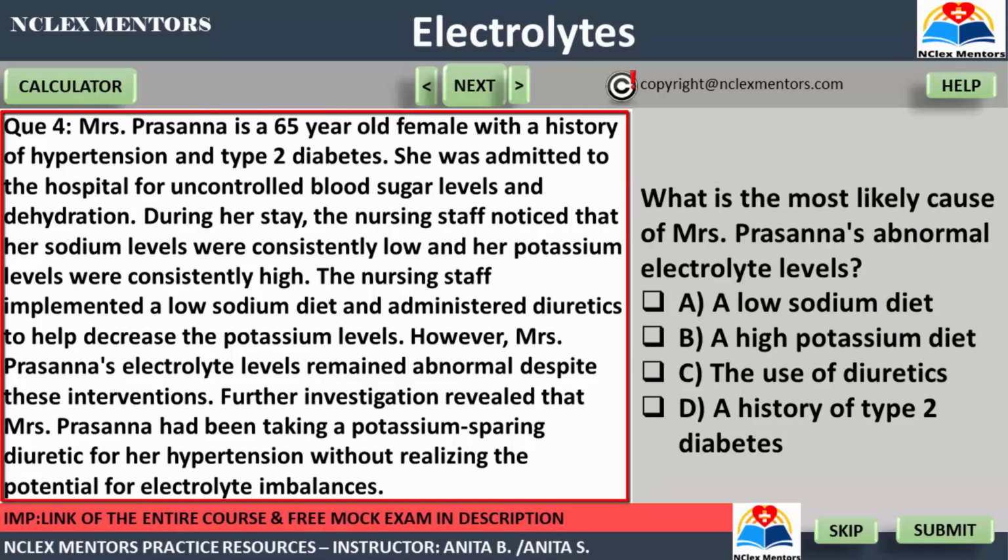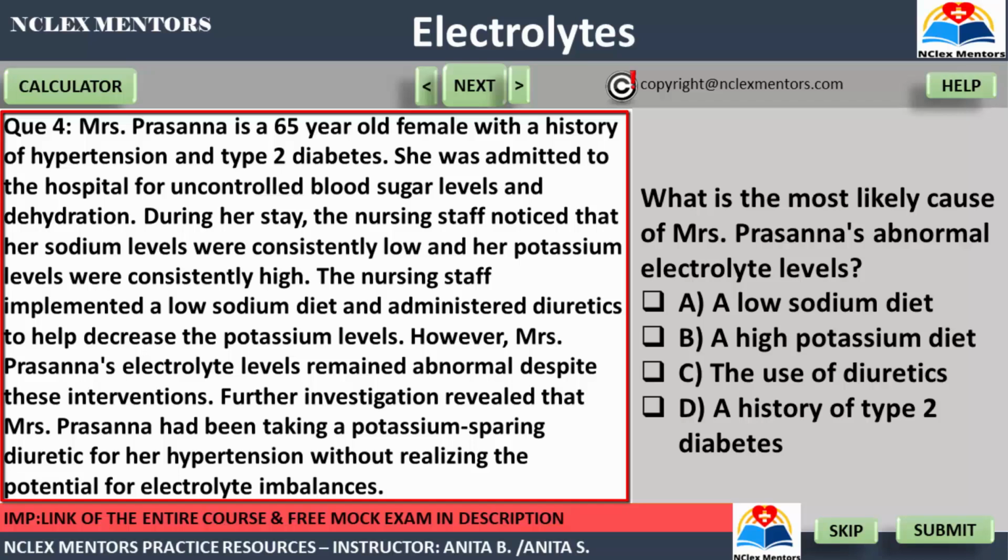Mrs. Prasanna is a 65-year-old female with a history of hypertension and type 2 diabetes. She was admitted to the hospital for uncontrolled blood sugar levels and dehydration. During her stay, the nursing staff noticed that her sodium levels were consistently low and her potassium levels were consistently high. The nursing staff implemented a low-sodium diet and administered diuretics to help decrease the potassium levels. However, Mrs. Prasanna's electrolyte levels remained abnormal despite these interventions.